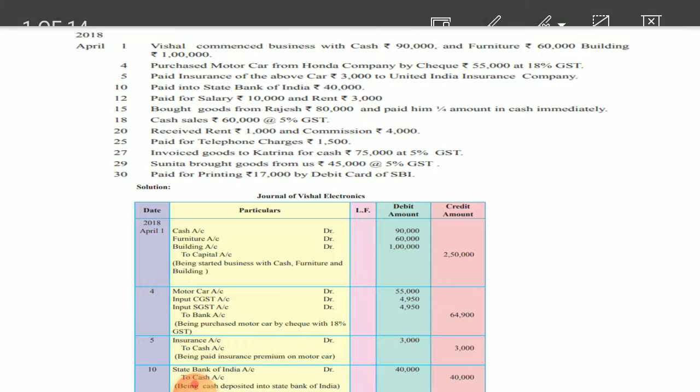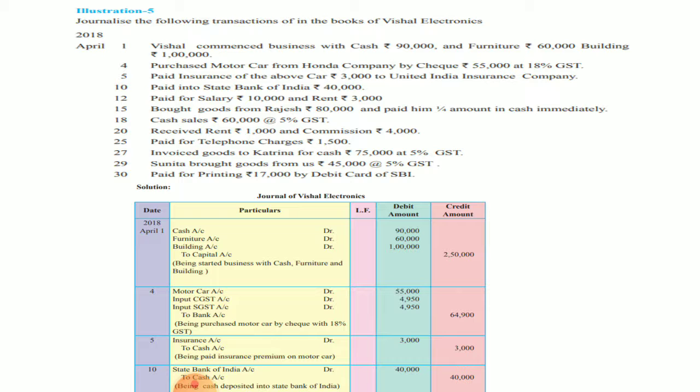Next is insurance. The entry is April 5 paid insurance on the above car rupees 3,000 to United India Insurance Company. So here insurance is an expense for us and cash is going out of the business.